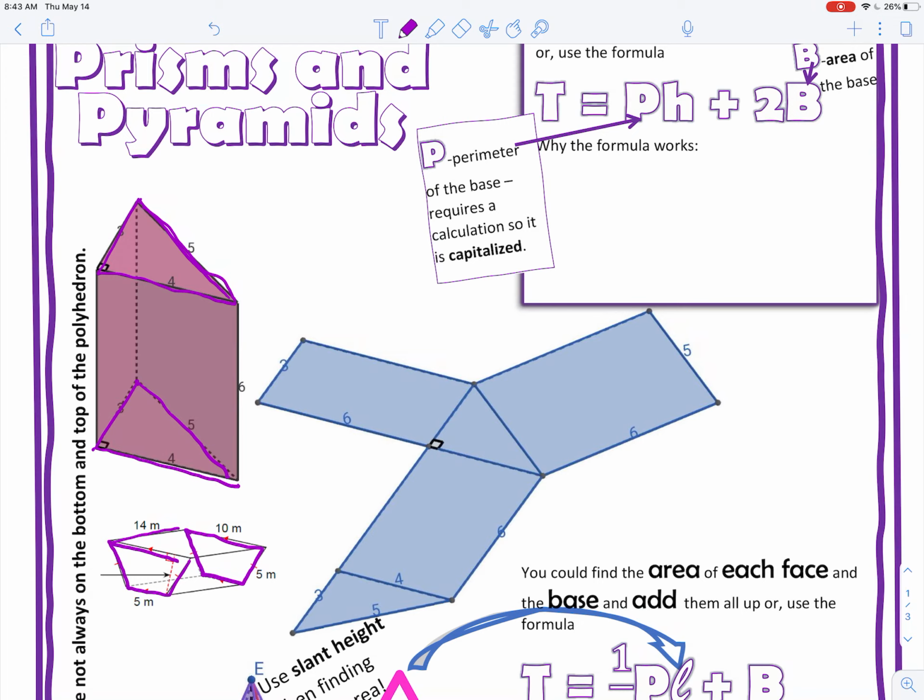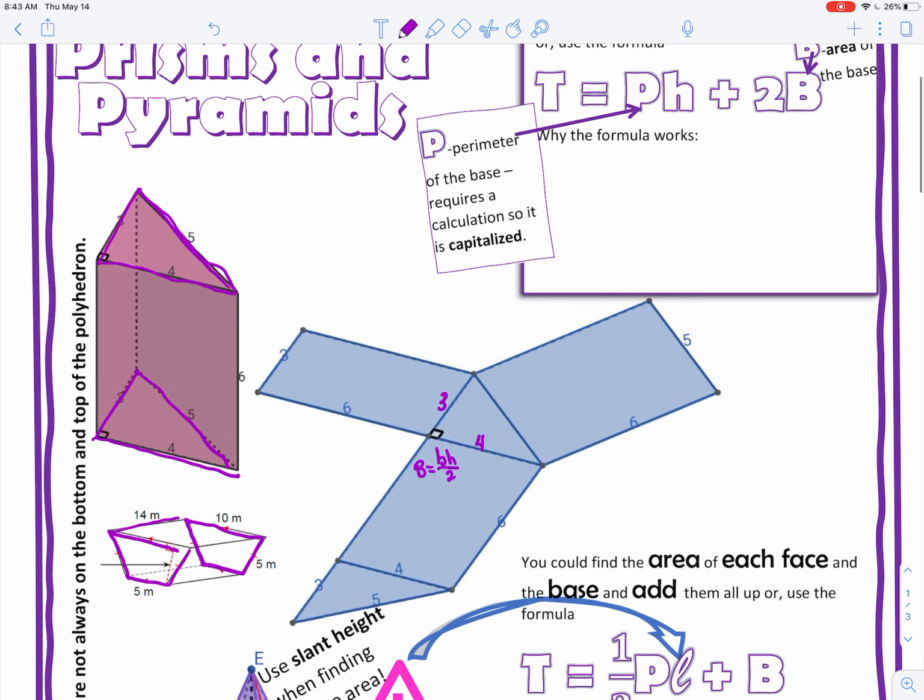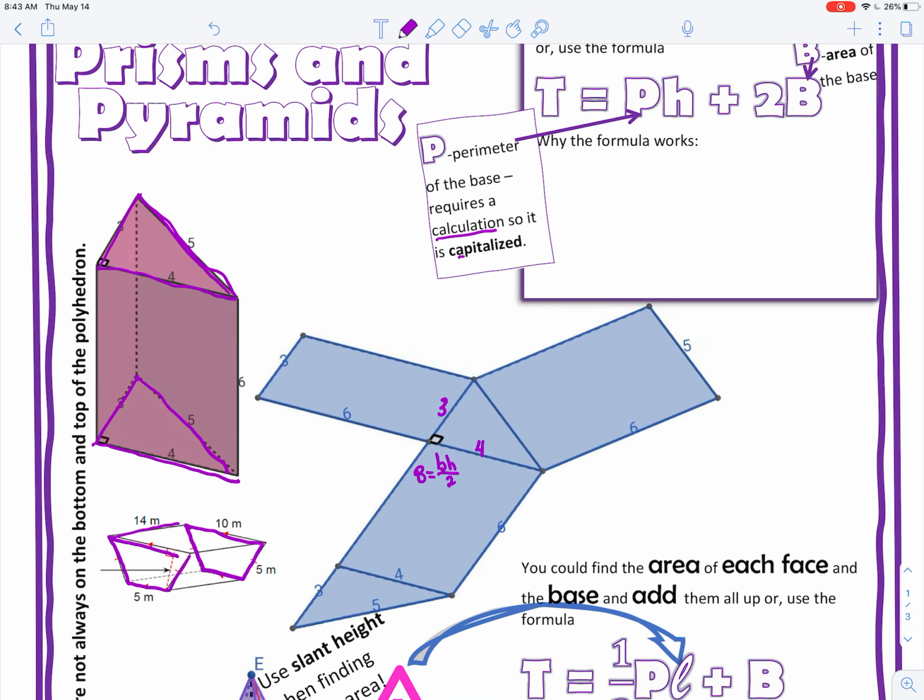So no big deal. We would usually find the area of these two bases. This has a 3 for one side and a 4 for the other. And with a triangle, the base times the height divided by 2, or 1/2 the base times the height, is our area. We're going to use the capital B to denote the area right now, because the capital B means you have to actually calculate something. And so when you're calculating something, it's going to be capitalized. And so capital B is the little b times the h divided by 2.